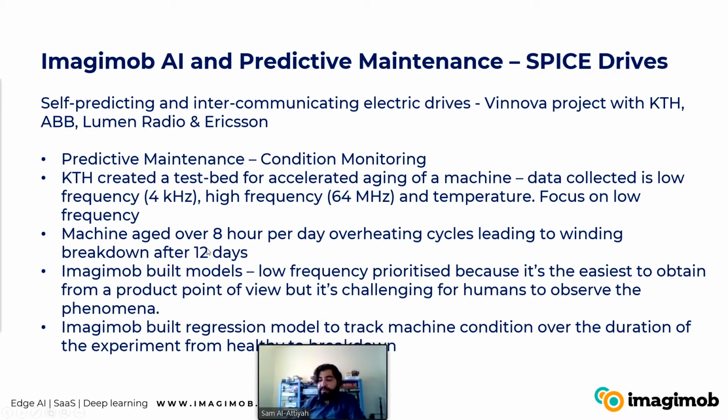So how the aging process was done is that every day for 8 hours, the machine was heated beyond its rated capacity. I think the machine was rated for 80 degrees, and then it was raised to about 222 degrees. The idea was that after 10 days it would break down, and we did actually have a breakdown after 12 days. And then we used the regression model to try to track this condition.